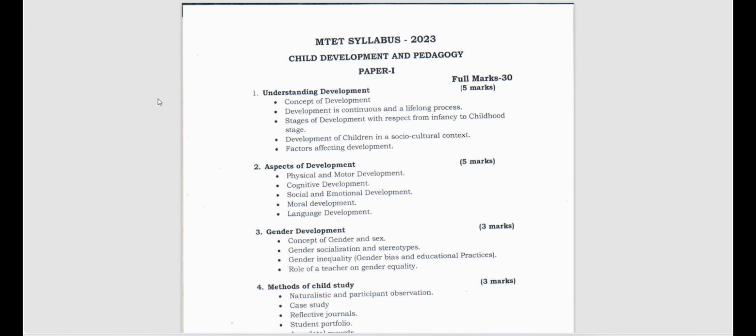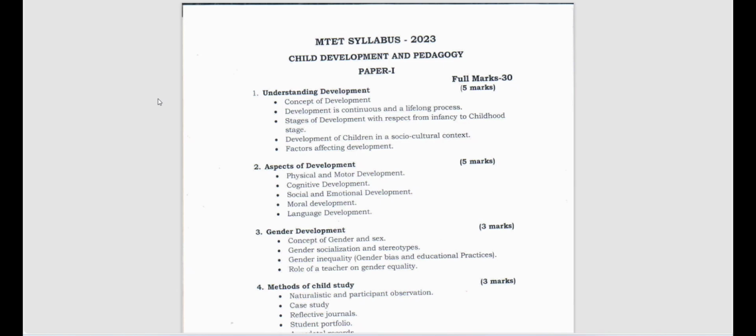The syllabus was changed last year, that is 2023, and most probably it's not going to change anymore for a few years. So we will continue to follow this syllabus. What we have done is that we have already started explaining the syllabus first, because we have to know the syllabus in detail, then only can we go on studying the content topics.